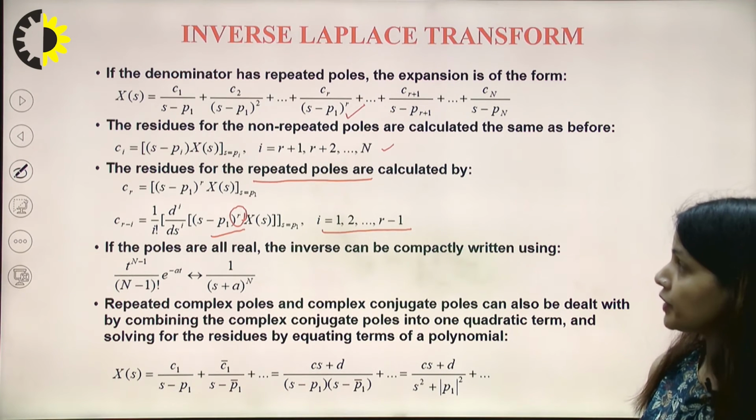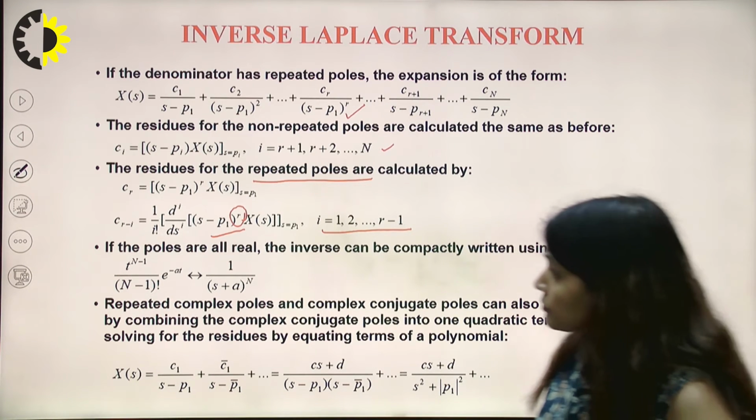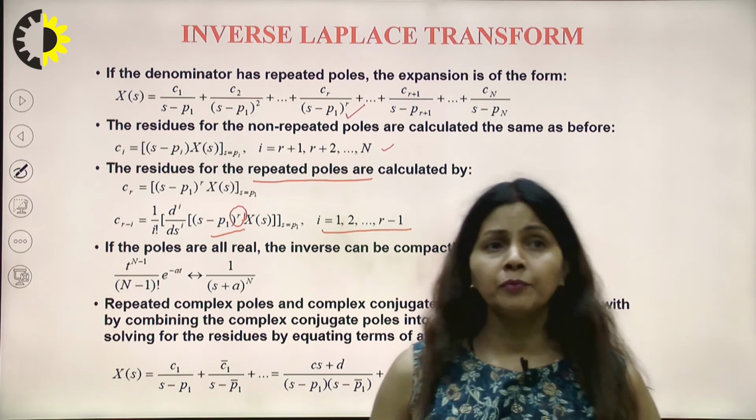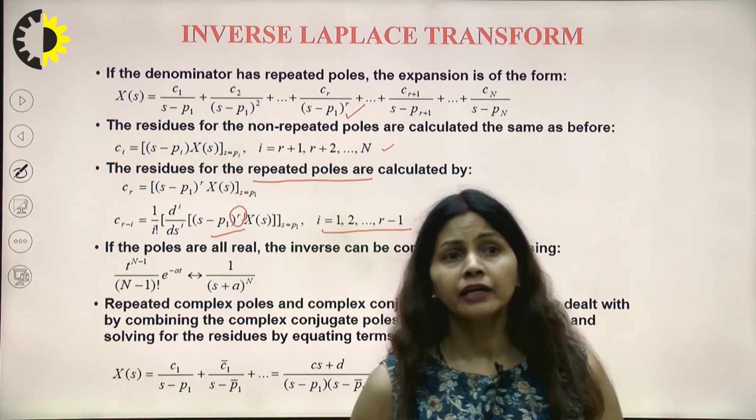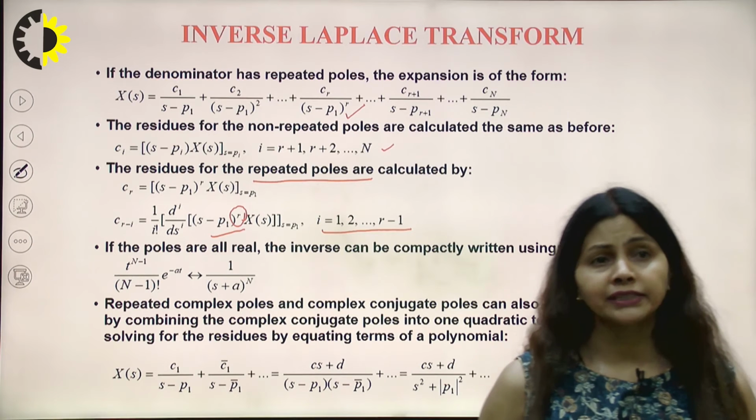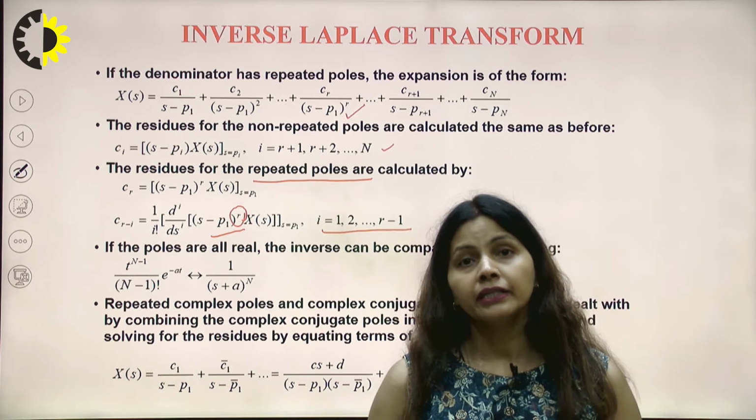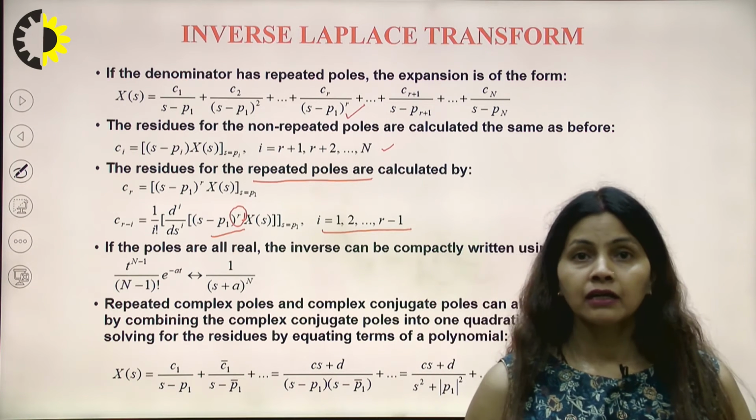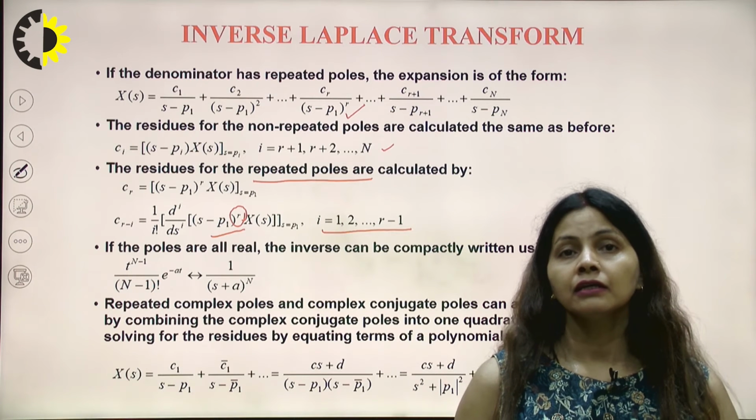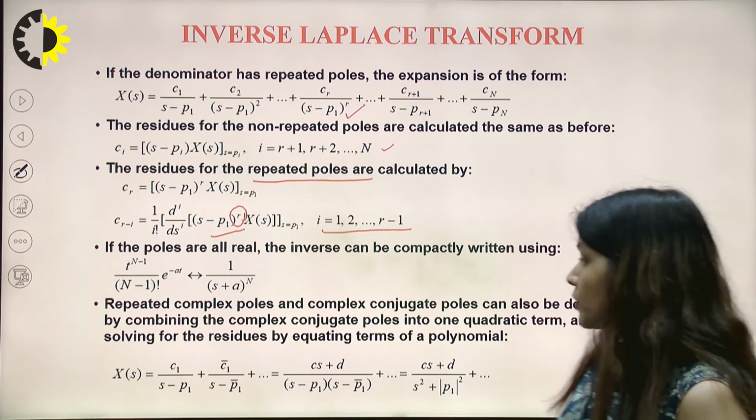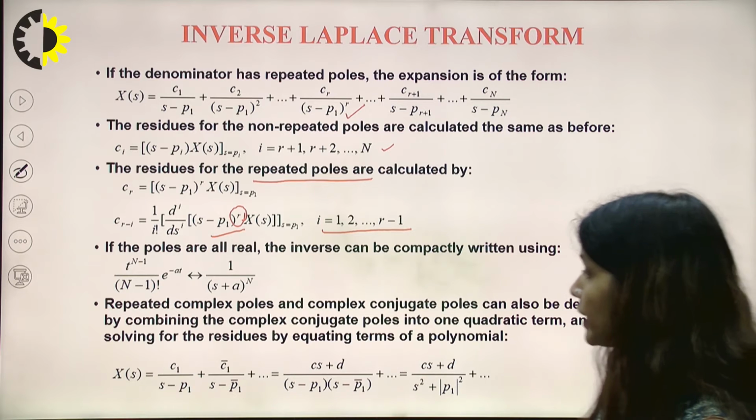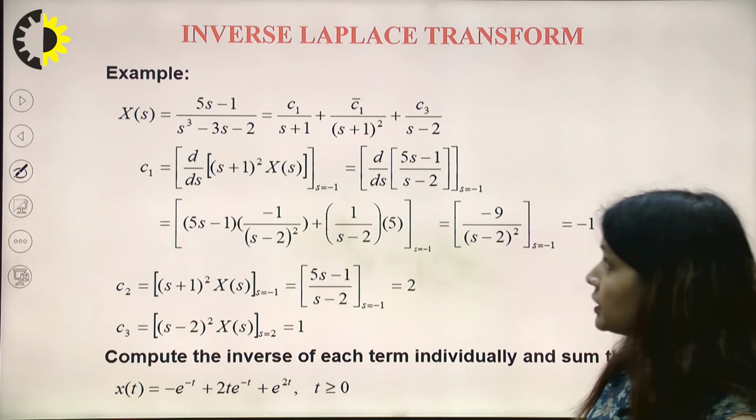Now, if the poles are real and repeating, or if the poles are complex and repeating, so again there are two sub cases when the poles are repeating: they are real, and they are complex. So how do we go for this? We will consider one example.